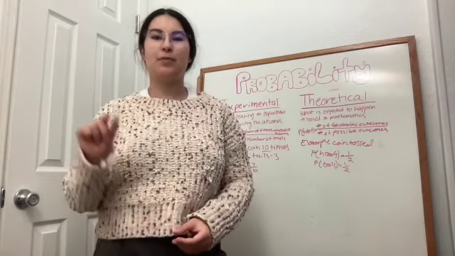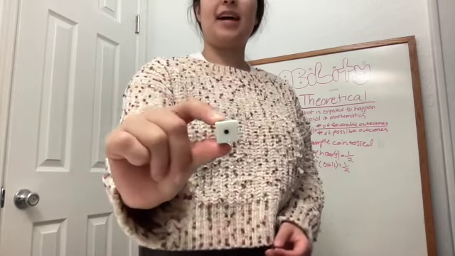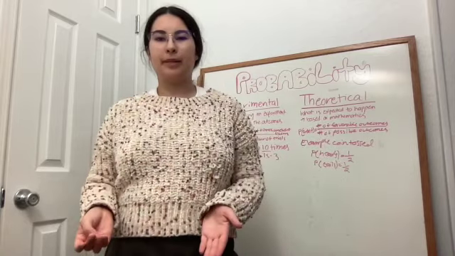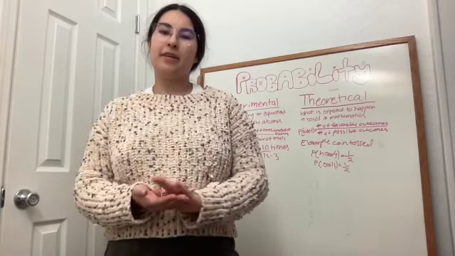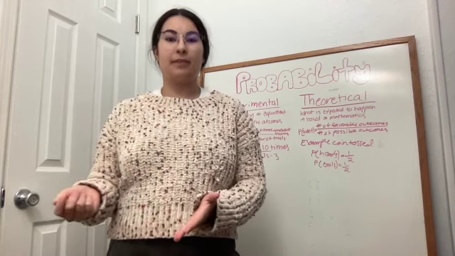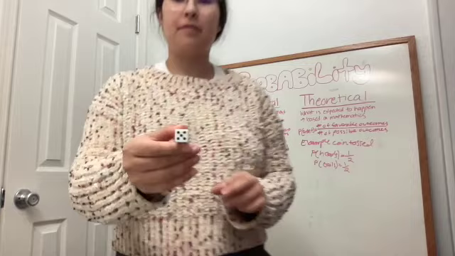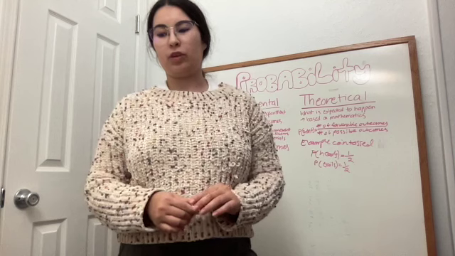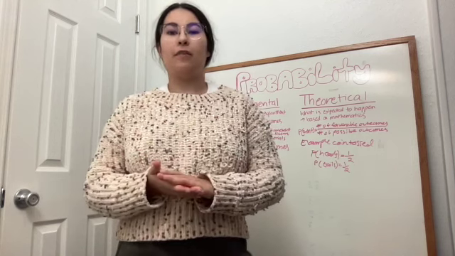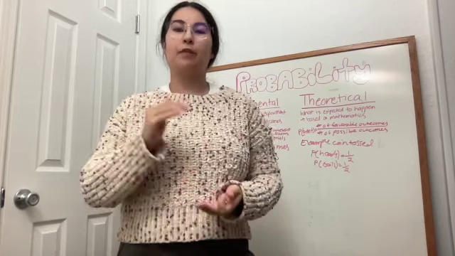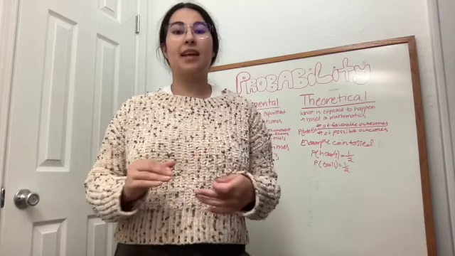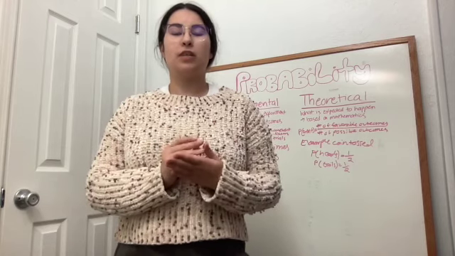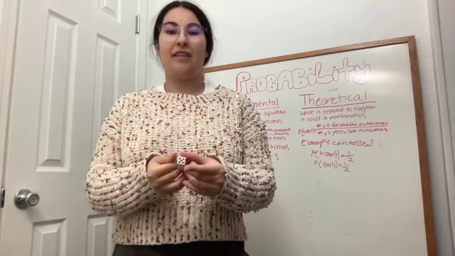So this next example, we have a regular die, has 6 sides. So for experimental probability, let's talk about this. If we roll the die 100 times and we get the number 5, let's say 14 times. So the experimental probability of rolling a 5 would be 14 over 100, because in that experiment we attempted 100 tries and the result was 14 of the number 5s.